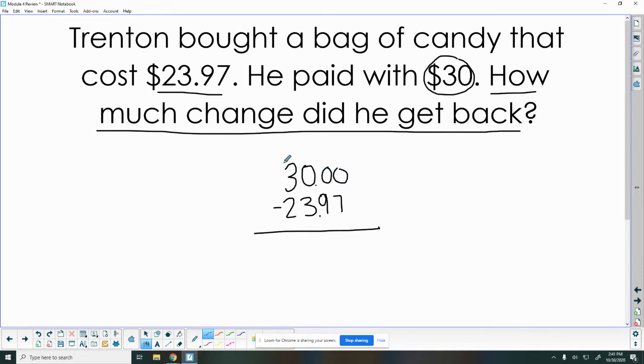So I come over and I have to borrow from the 3 and it becomes 2. So here's 10, but now I have to borrow from my 10 to give to this next one. But now I have to borrow from this 10. So finally we have 10 minus 7 is 3. 9 minus 9 is 0. 9 minus 3 is 6. 2 minus 2 is nothing. My decimal comes straight down. So Trenton got $6.03 back.